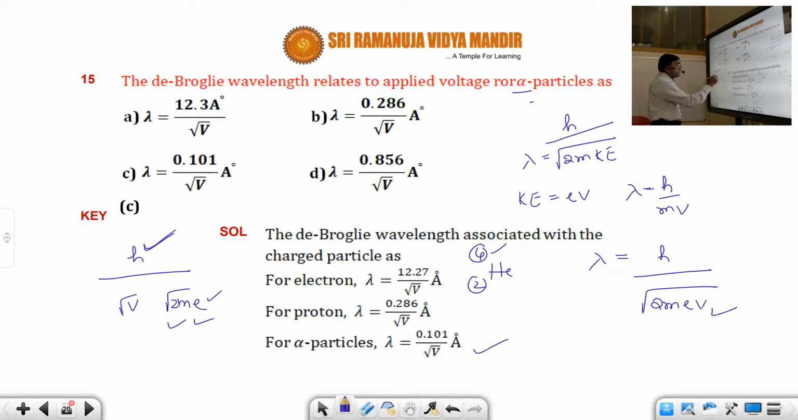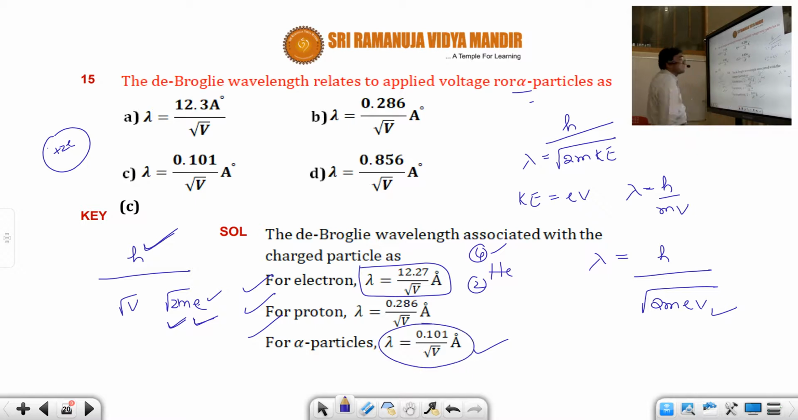So if you substitute h value, 2 into mass of alpha particle is how many units? 4 units. Charge is how many units? 2 units. I hope you understood. Because alpha particle is having 2 units charge and 4 units mass. If you substitute these values, you get the answer, and if you remember these formulas, you can solve many numericals.